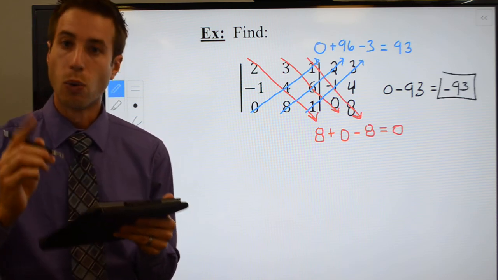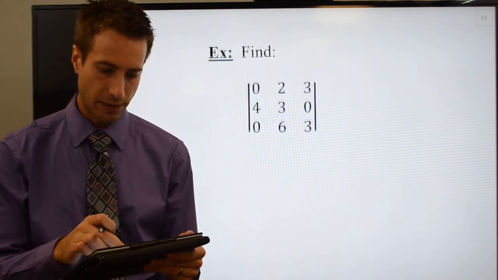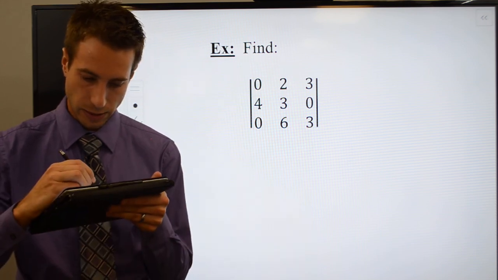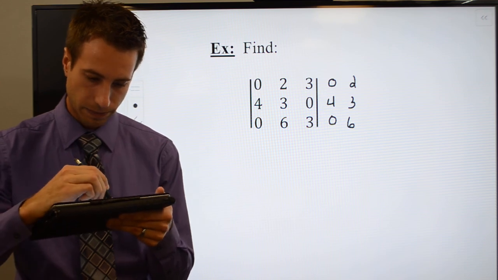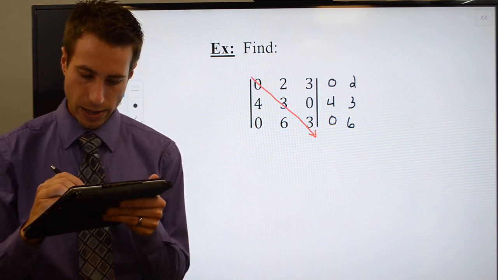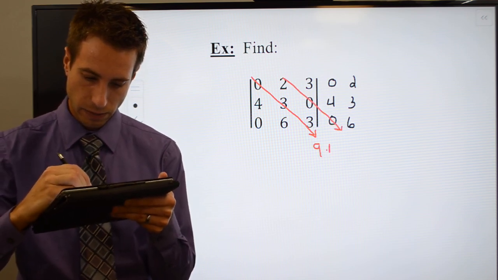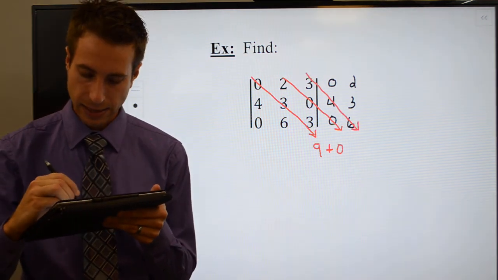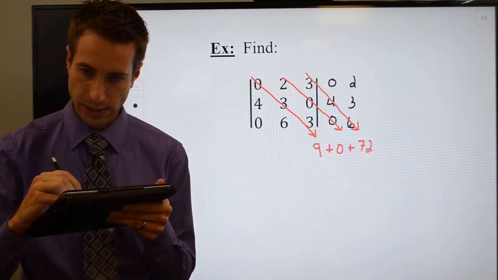Great work, guys. One more for you here on this page before we go ahead and try something different. Let's give this one a shot. Oh, I'm liking the look of this one. Look at all those zeros. We like zeros. 0, 4, 0, 2, 3, 6. Here we go. All right, that's going to wind up being a 9. That's going to give me 0. And 3 times 4 times 6 is 72. So I wind up with 72 plus 9.